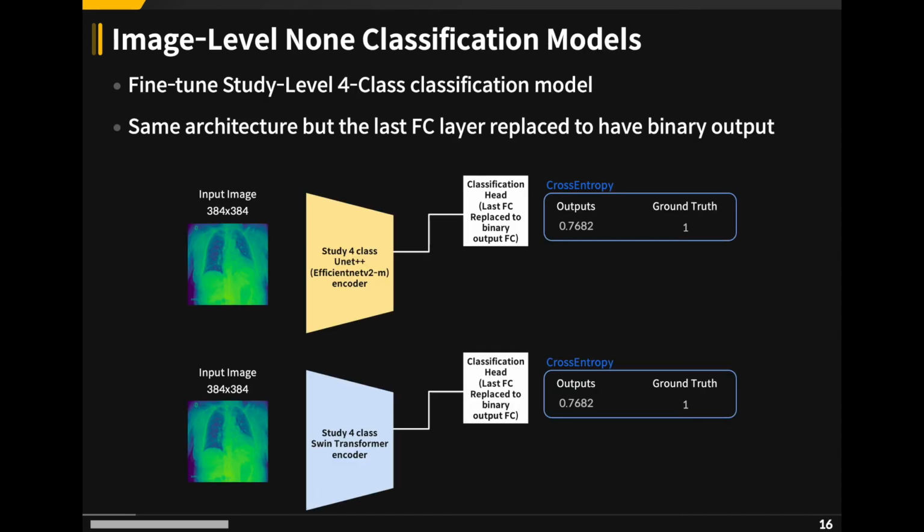Lastly, image level non-class classification models. These models provide the probability that there are no opacity bounding boxes. We thought that the knowledge of the four-class classification model can help a lot in deciding whether there is an opacity bounding box or not. So we replaced the last linear output layer to have a binary output and fine-tuned with binary labels for whether there is a bounding box or not. The models converged very fast and gave a good result.